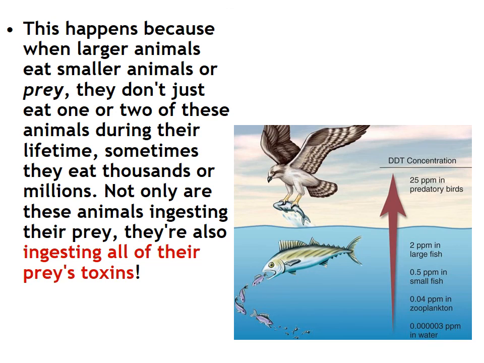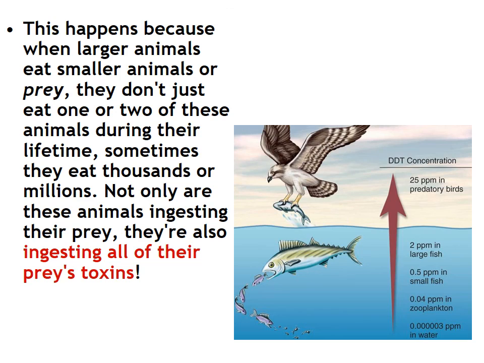So you can see another example. You start out with 0.000003 parts per million. Then in the zooplankton you have 0.04. Then in the small fish you have 0.5. In the large fish you have 2. And then finally the bird has 25. So you can see how much of a difference 25 parts per million is compared to even 0.04 in zooplankton.